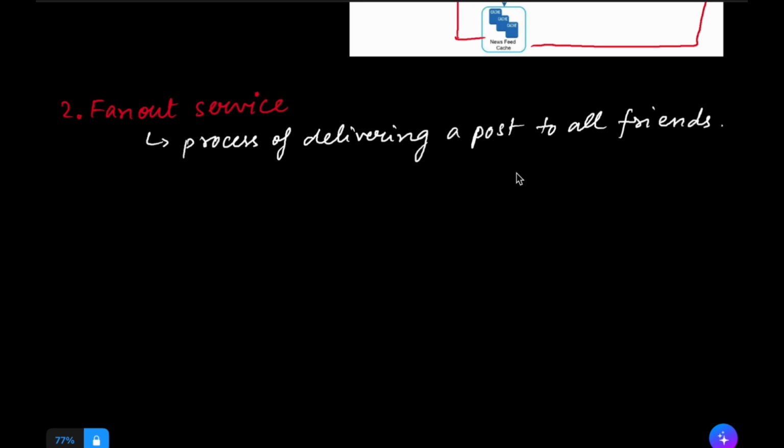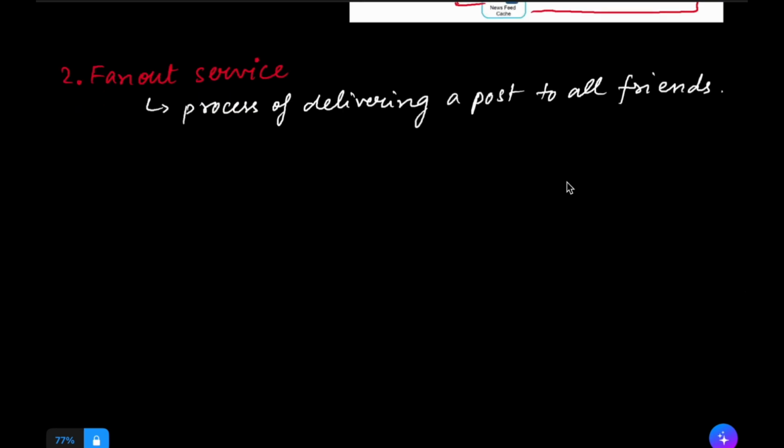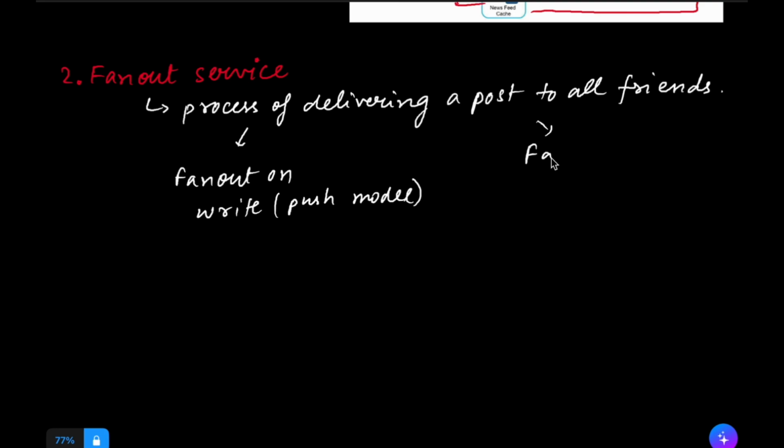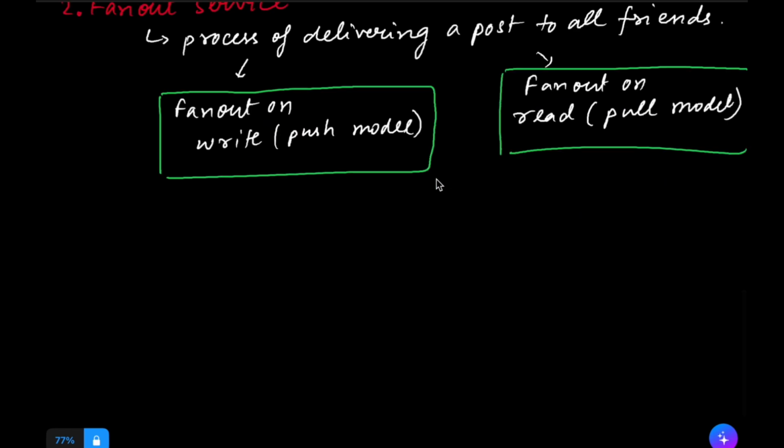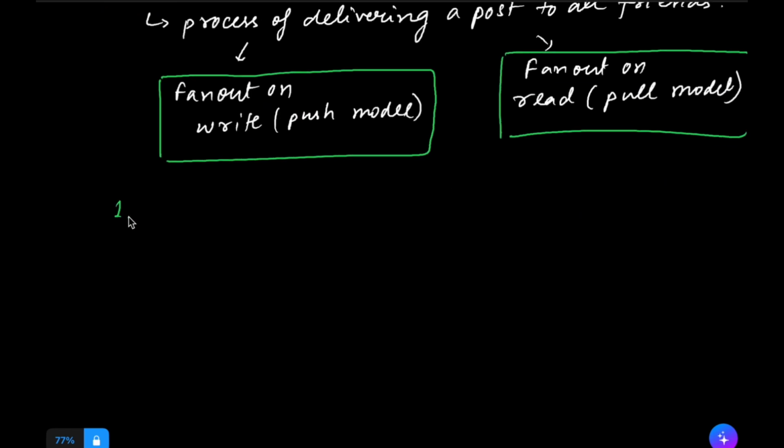For this we use two methods. One is the Fanout on write method, which is also called the push model, and the other is the Fanout on read, which is also called the on demand or pull model. These are the two main methods in which we execute our Fanout service. Let's discuss them in a little more detail. First we have Fanout on write.